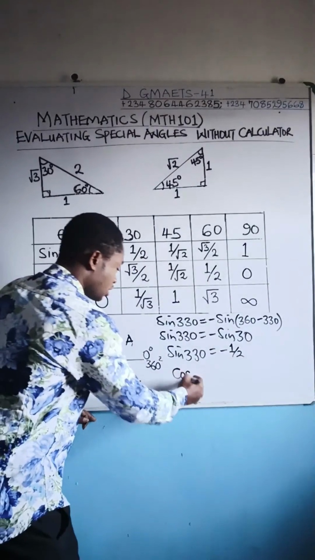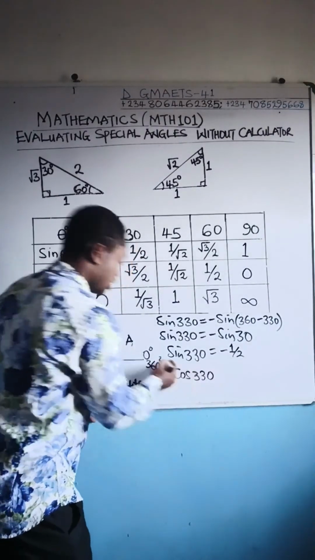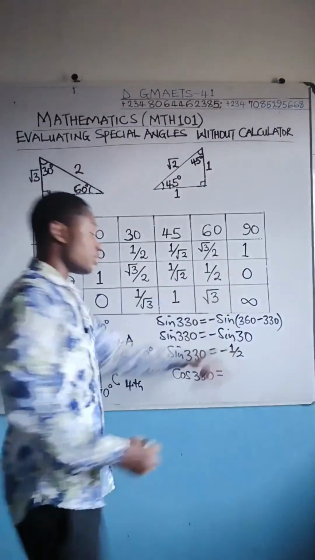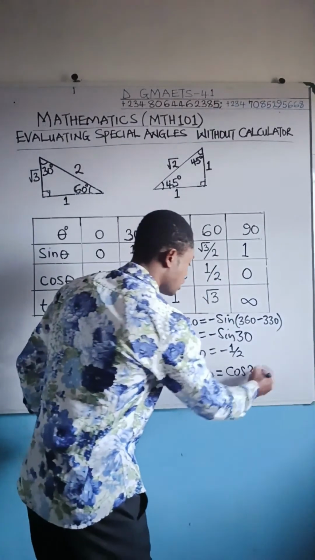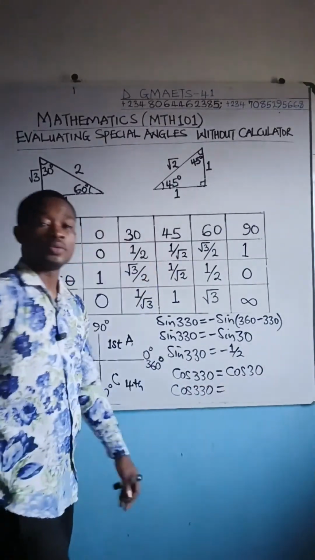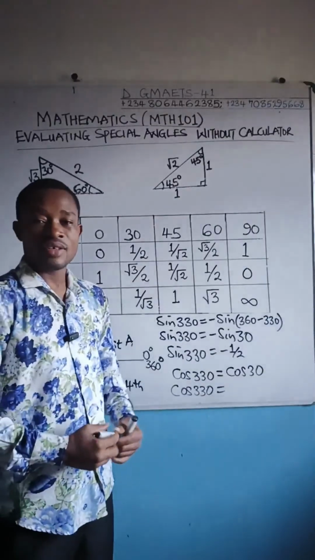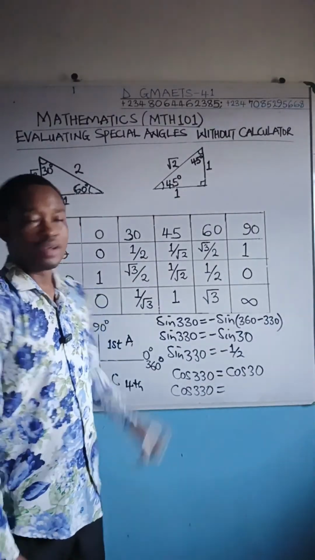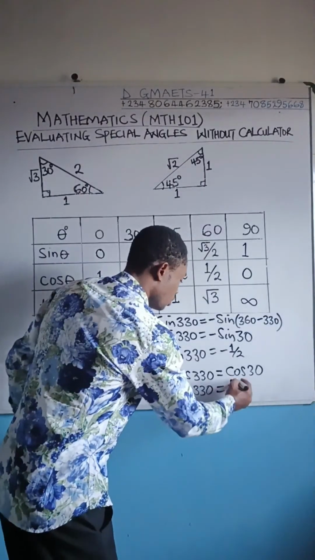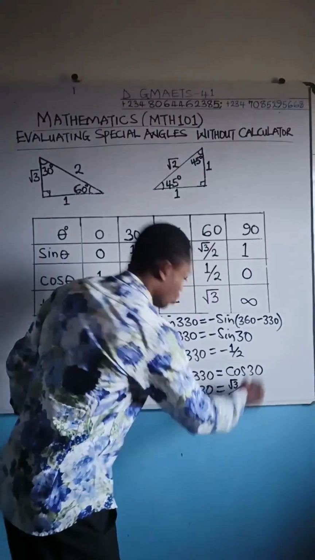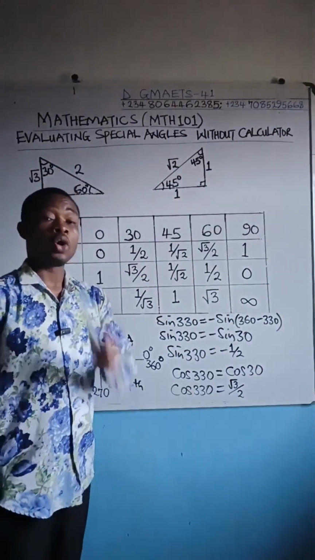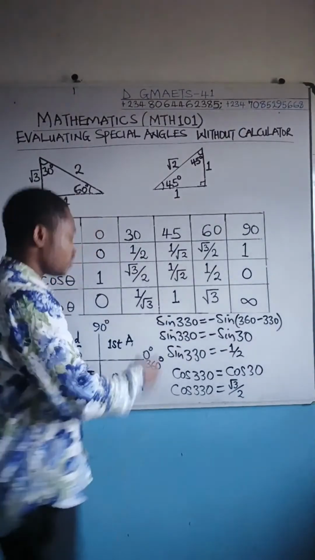Without wasting time, let us evaluate cos 330. Cos 330 will be equal to cos of 360 minus 330, which is simply cos 30. Therefore, cos 330 is equal to, because you know that cos 30 is what? Root 3 over 2. Look at it from this triangle. So this is going to be square root of 3 divided by 2. And of course, we can go for tan 330.